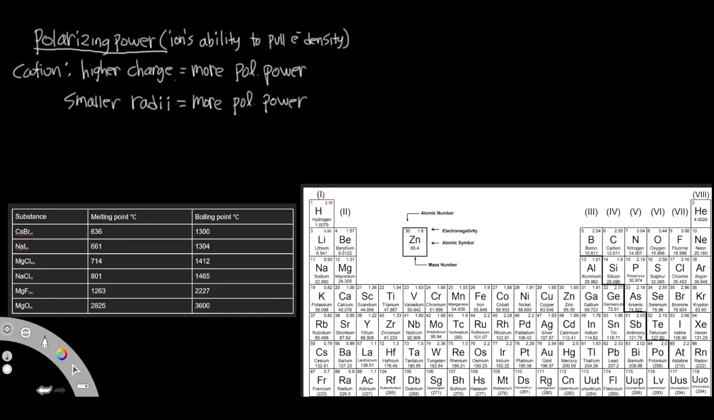Now, if we look at polarizability, this is in the perspective of the anion. And the polarizability is just the tendency to be polarized.